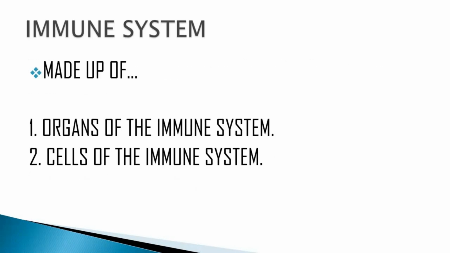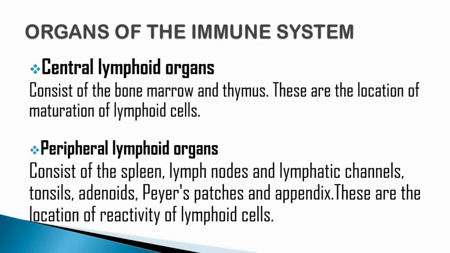Now, the immune system is made up of, number one, organs of the immune system and, number two, the cells of the immune system. This is where it gets very, very interesting. Let's look at these organs. The classification of the organs of the immune system is in two: the central lymphoid organs, also known as primary organs, and peripheral lymphoid organs, also known as secondary organs. They are called central or primary organs because this is where your immune cells are formed, grow and mature.